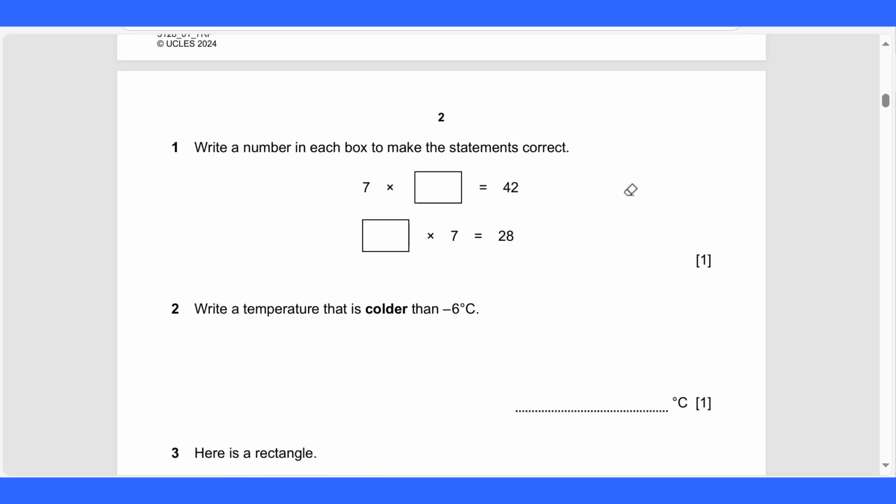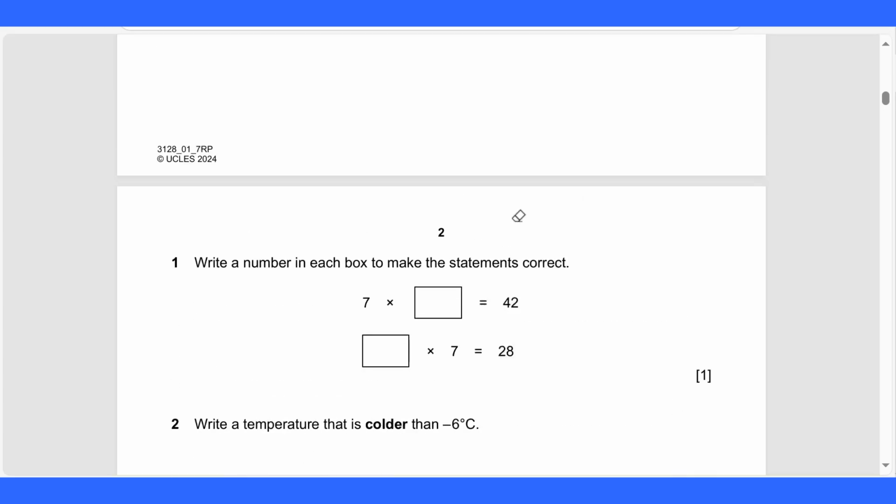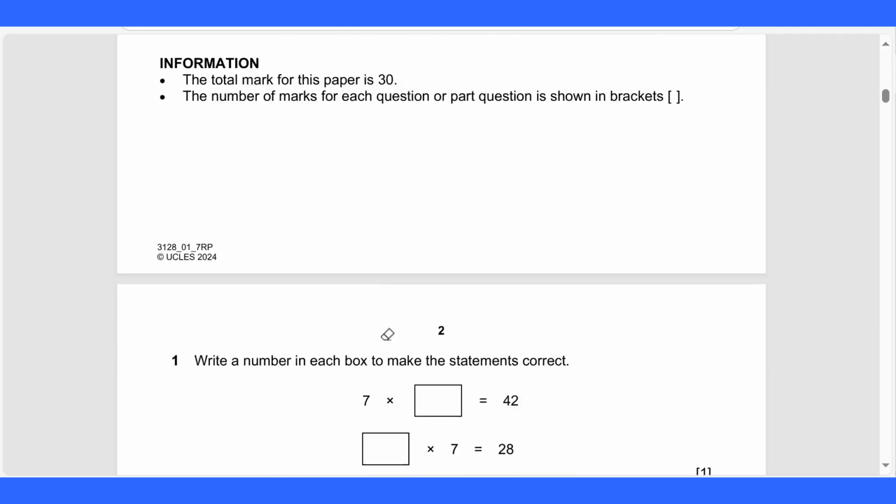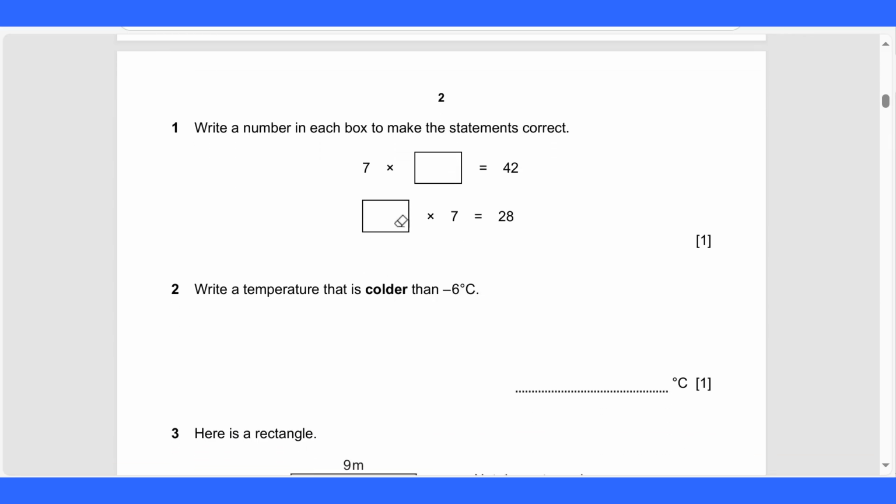Alright, okay guys, number 1. Write a number in each box to make the statements correct. This paper is no calculator. This is for stage 4. Total mark is 30. You'll be given 10 seconds to get this answer. After that, the answer will be revealed.